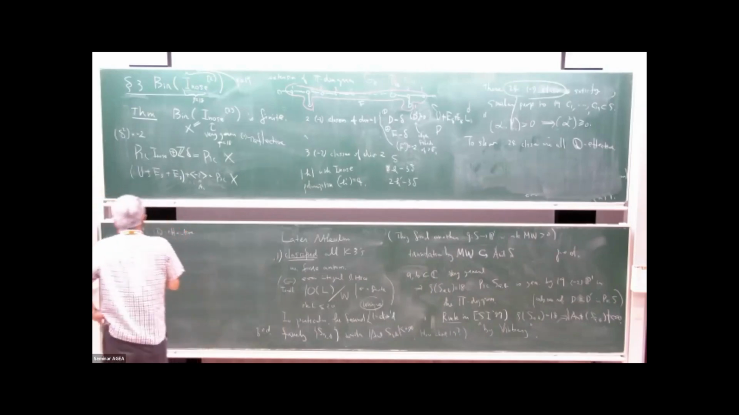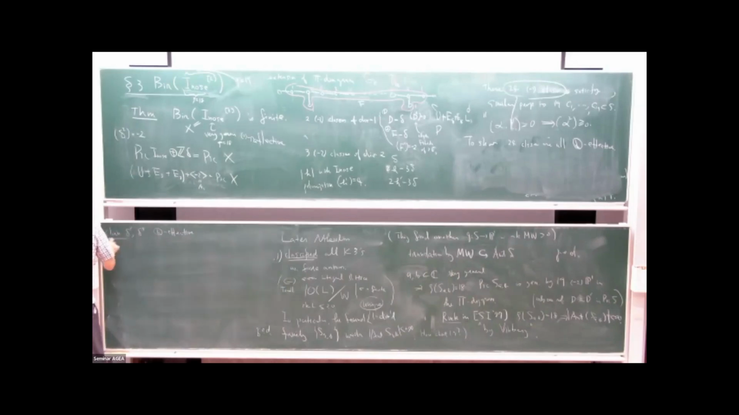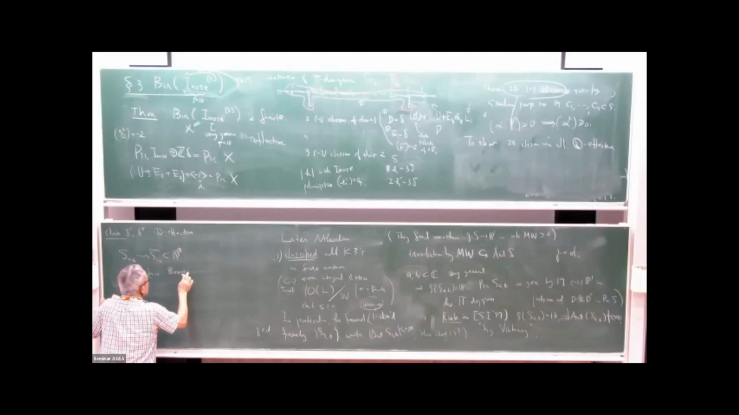And to show this part, I use the Inose realization. So S is the minimal resolution of this quartic, and S2 has the Beauville involution.